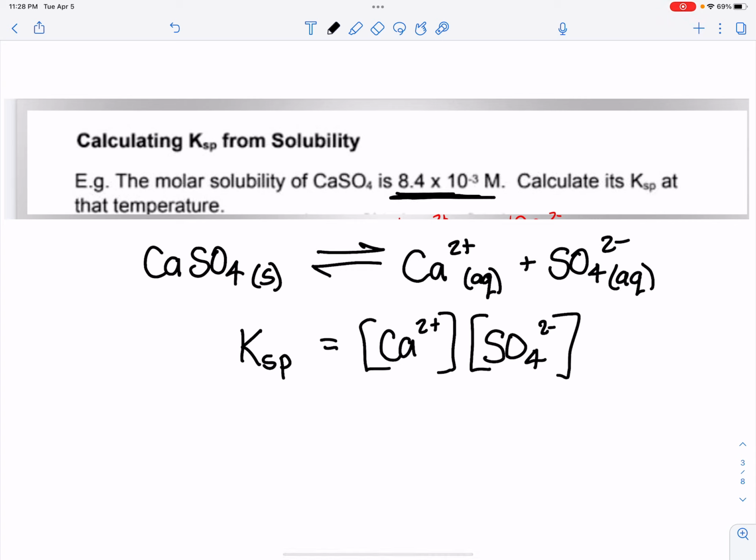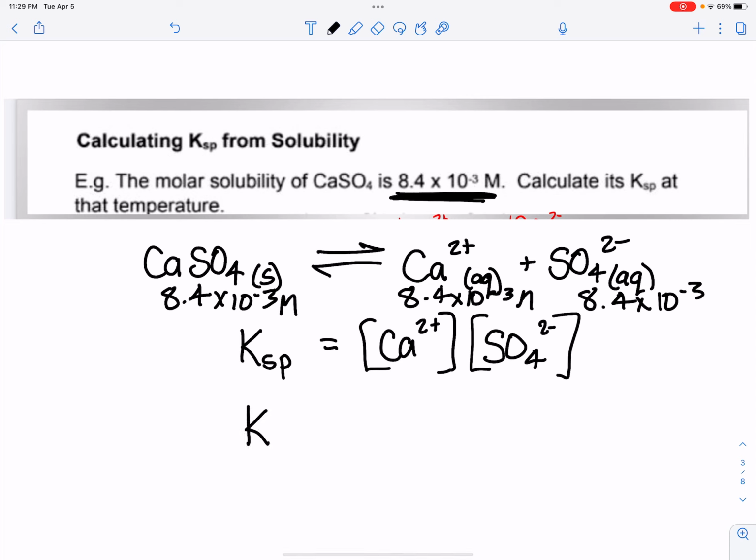And now what we're going to do is plug in. We know that the molar solubility is 8.4 times 10 to the negative 3. If you think about that, that's the number of moles that are able to dissolve to create that equilibrium. So when I start with 8.4 times 10 to the negative 3 moles per liter of that calcium sulfate, the calcium sulfate is going to split up in a 1-to-1 ratio. So my concentration of calcium is going to be the same because we're in a 1-to-1 ratio. It's going to be 8.4 times 10 to the negative 3 moles per liter. And the sulfate is going to do the same thing because it's a 1-to-1 ratio. So I'm going to substitute that into my KSP expression.